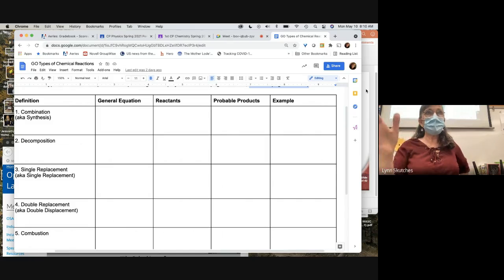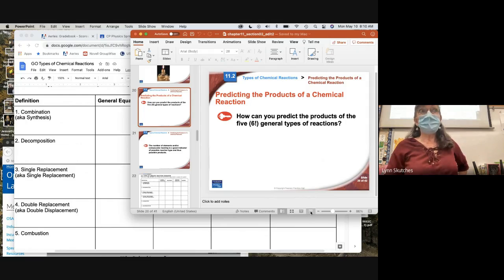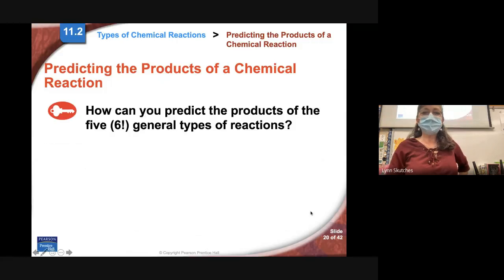If you want to take notes, you can on this. Otherwise, those of you in the classroom or at home, take it on a piece of paper. You don't have to take it on there, but that would be a good way to review for the test.